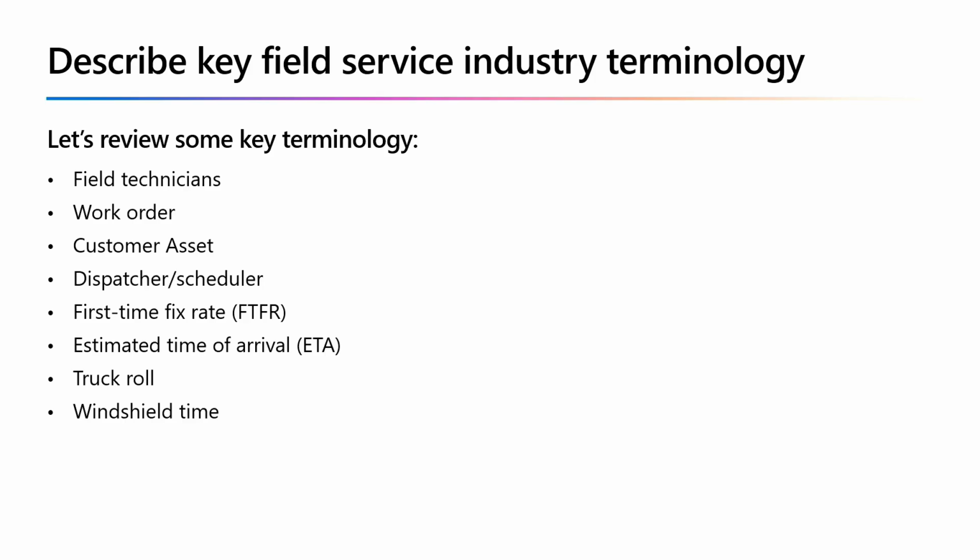Let's look at some of the key terminology associated with field service. Field technicians. This refers to the individuals who are doing work or executing services for customers in the field. A work order specifies the work that needs to be done by a field technician. A work order includes customer details, service location, appointment time, and the customer asset being serviced. A customer asset refers to a piece of equipment that's owned and located at a customer location. Assets include pieces of equipment, appliances, and so on.